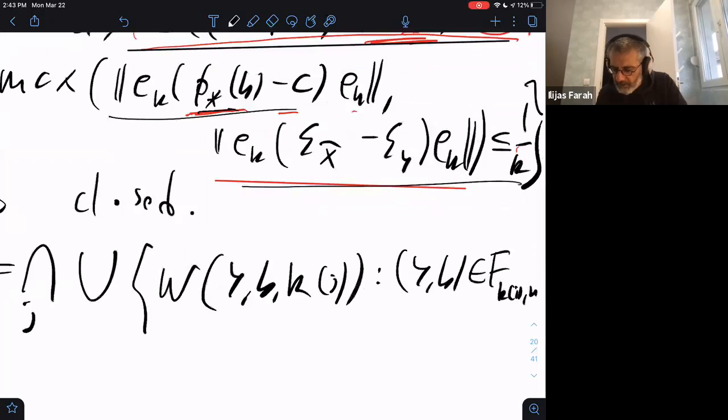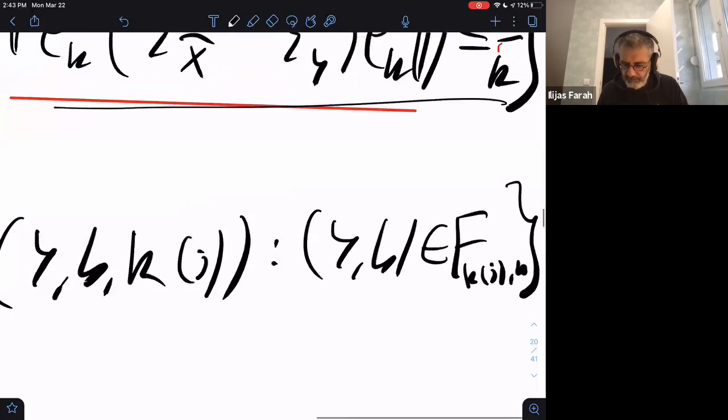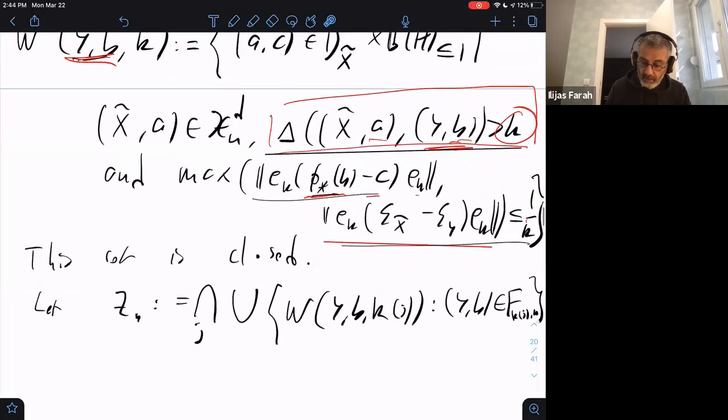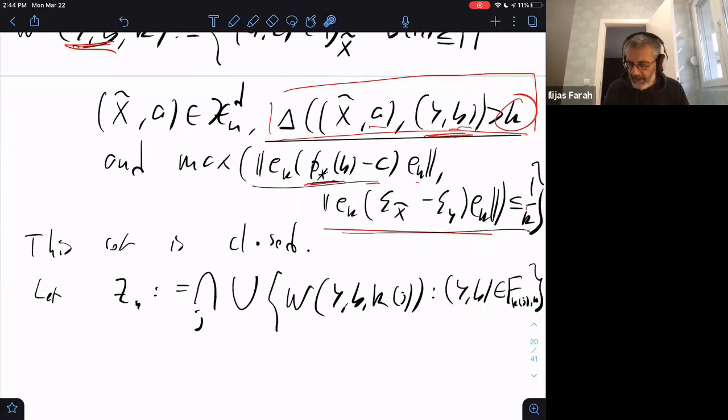I hope that this is visible. Let me just make sure that it is visible. This is F K of J comma N. Okay, so what do we have here? These are closed sets. Each one of these is closed. So it's a union. Now, the union is countable, right? Oh, I see, right. So YB ranges over this, but you see, this is a finite set. So this is still a closed set. Well, this is supposed to be F sigma delta, not closed.